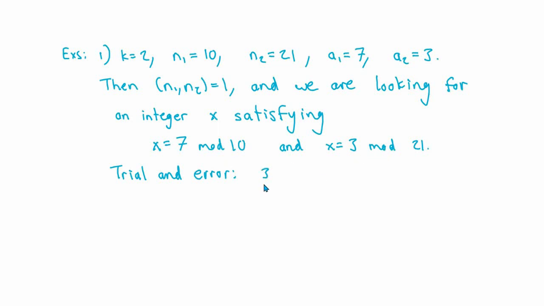So we start with the integer 3, but 3 is not equal to 7 mod 10, so that one is out. And then we go to the next integer, which is 3 mod 21, which is 24. But 24 is not 7 mod 10 either, and so we keep going. And after not too long, we finally find that the integer 87 is 3 modulo 21, and it's also 7 modulo 10. So this one is a winner.